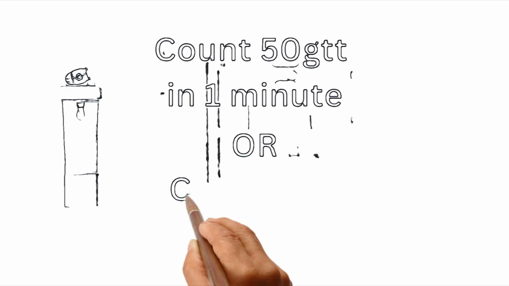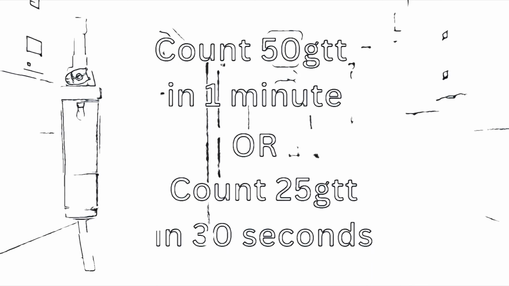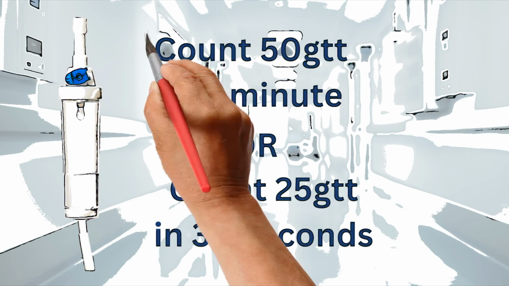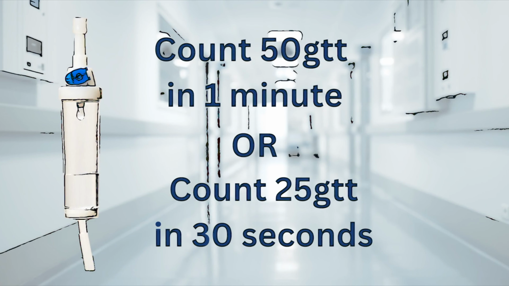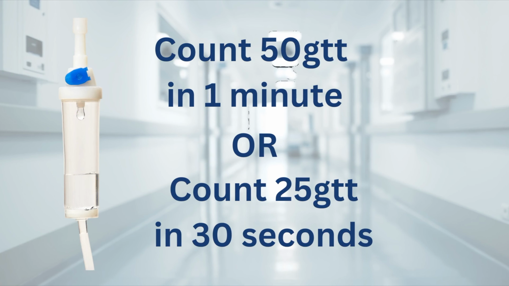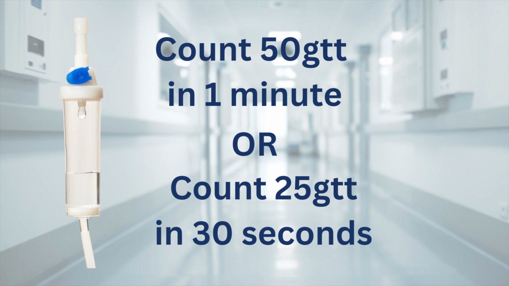To administer a medication at a rate of 150 mLs per hour, we will count 50 GTTs, or 50 drops, in 1 minute, or we can count 25 drops in 30 seconds. Once you have come to your conclusion, and before you administer the medication, be sure to double check your work. Think to yourself, does this result make sense? If you get a result of 500 GTTs per minute for a rate of 150 mLs per hour, then you can logically think to yourself, that's way too high and I need to double check my work.